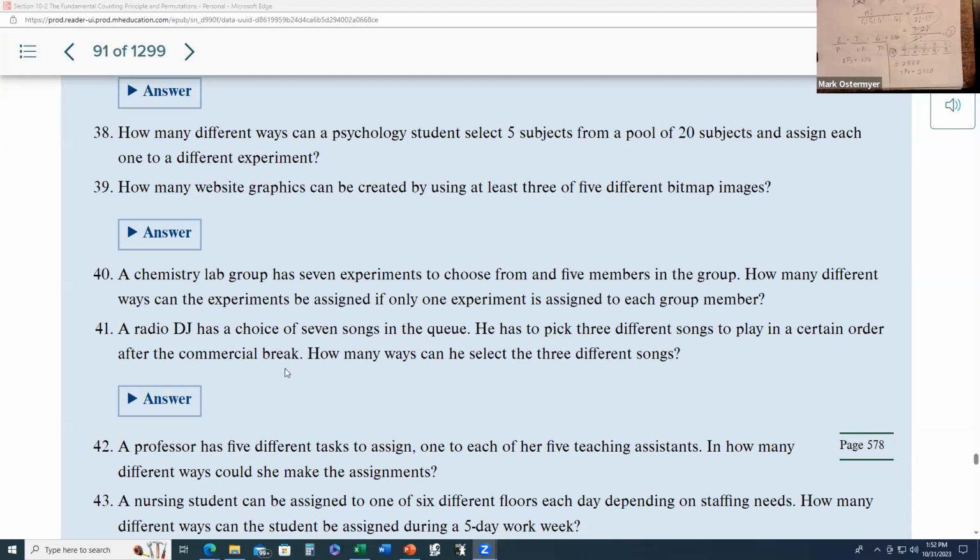A radio DJ has a choice of 7 songs in a queue. A queue, ladies and gentlemen, is a waiting line. That's another name for a waiting line, a queue. A specific ordered arrangement is called a queue. He has to pick 3 different songs to play in a certain order after the commercial break. How many ways can he select the 3 different songs? Number 41, throw that in your classwork.